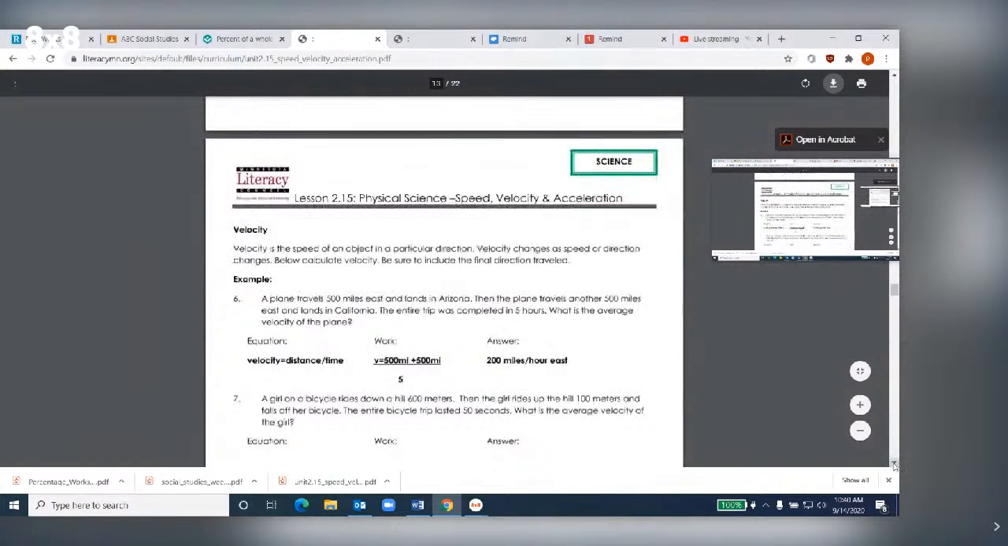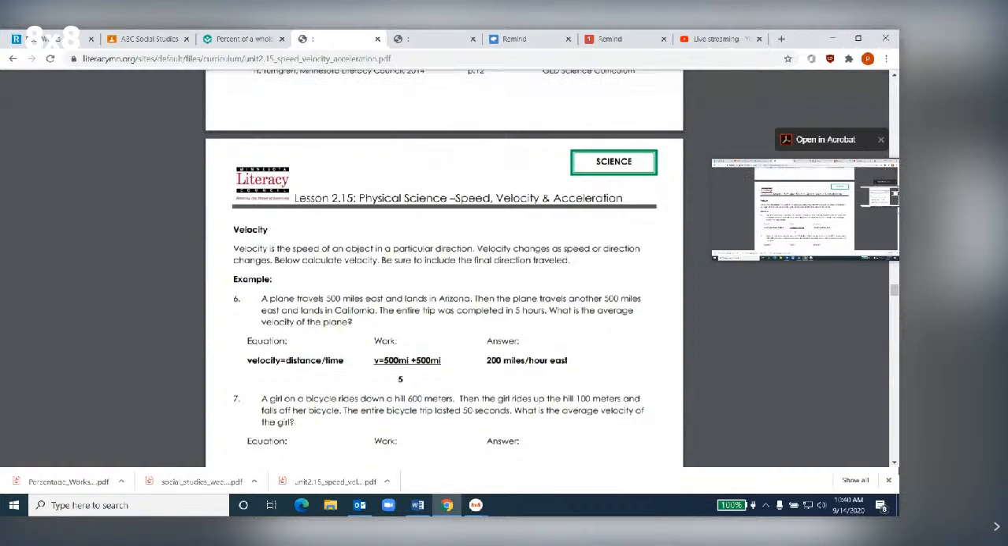So velocity equals distance over time. So the example here: a plane travels 500 miles east and lands in Arizona, and the plane travels another 500 miles and lands in California. The entire trip was completed in 5 hours. What's the average velocity? So it's the 500 plus the 500 equals 1,000 divided by 5. So the answer is 200 miles.